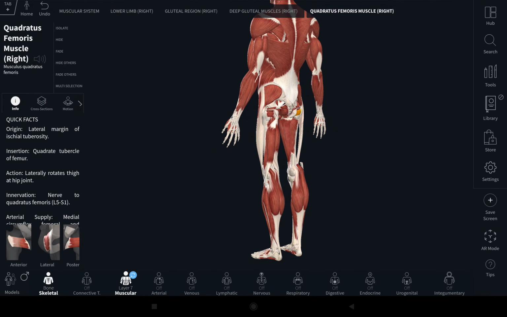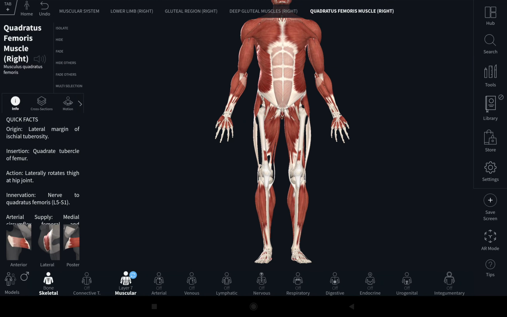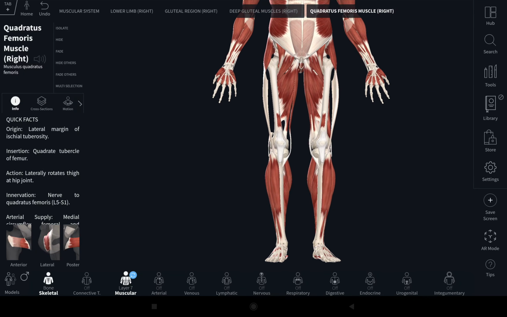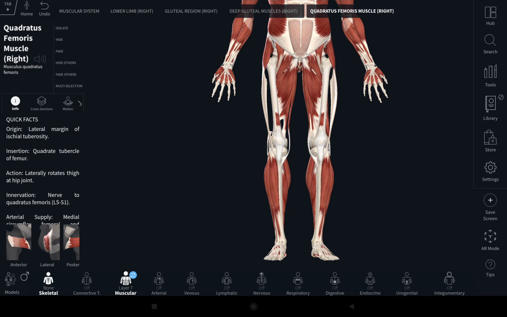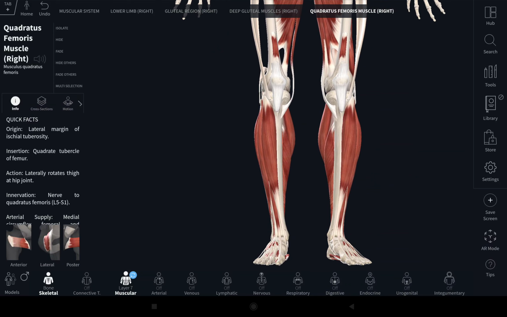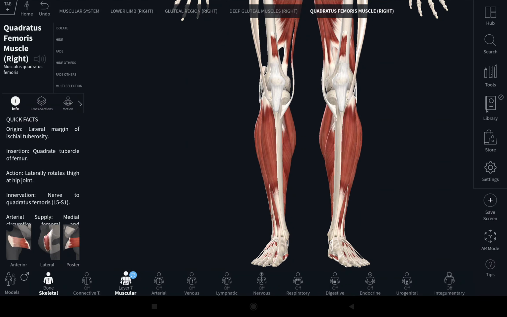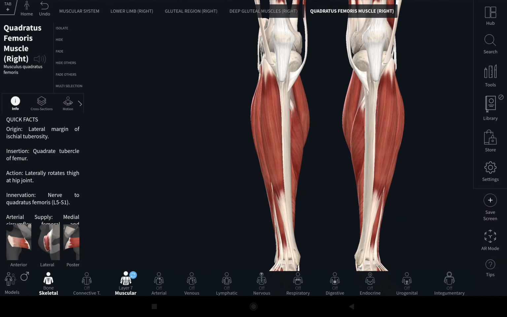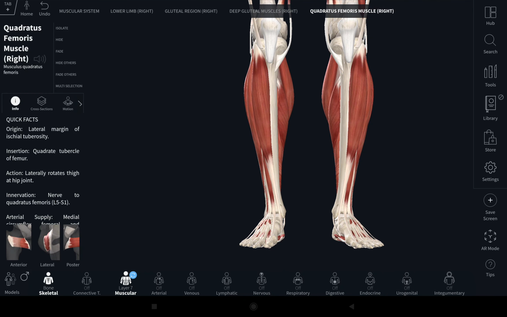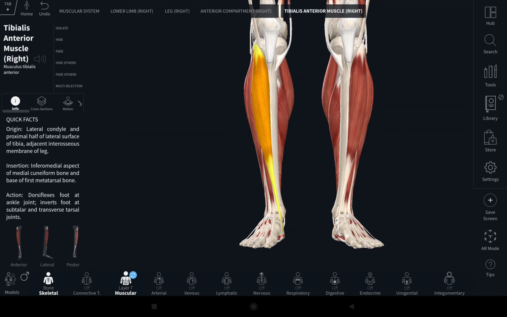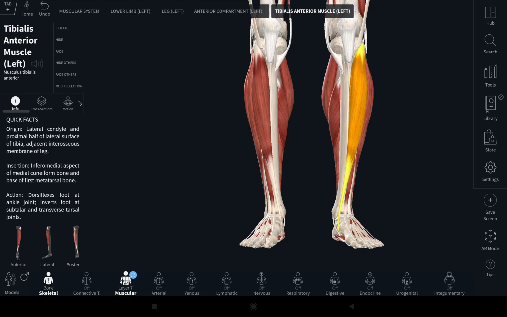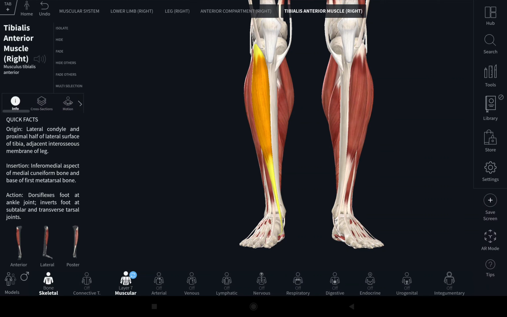Now the muscles of the thigh have been completed. Now the muscles of the leg. The most anterior part of your leg, the muscle is called the tibialis anterior muscle. This is the tibialis anterior muscle of left side. This is the tibialis anterior muscle of right side.